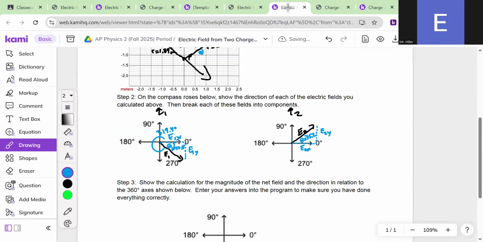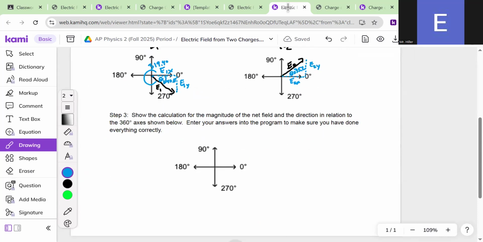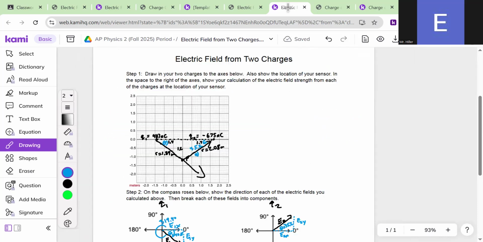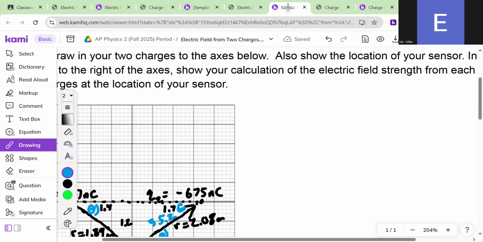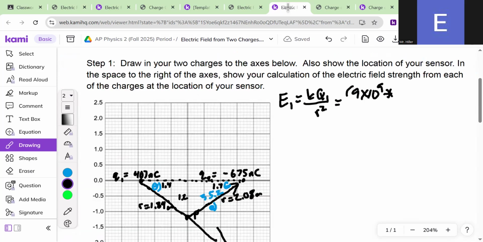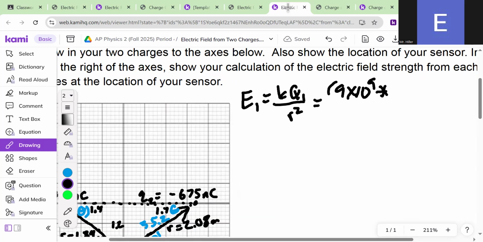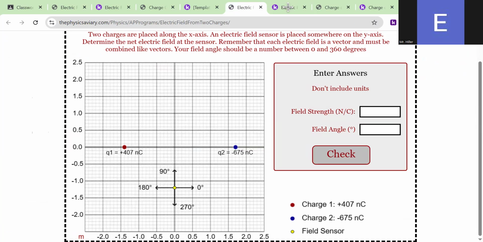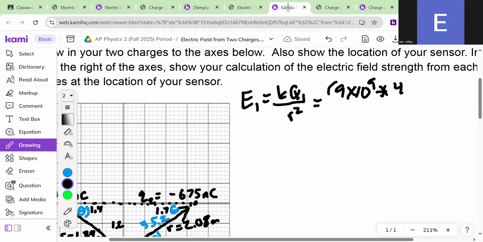All right, so now let's go ahead and find E1 and E2. We need to find those, okay? So let's find E1 and E2. E1 is KQ1 over R squared. We'll go 9 times 10 to the 9 times 407. Remember, we don't put the negatives in the equation, at least not the force and field equations.